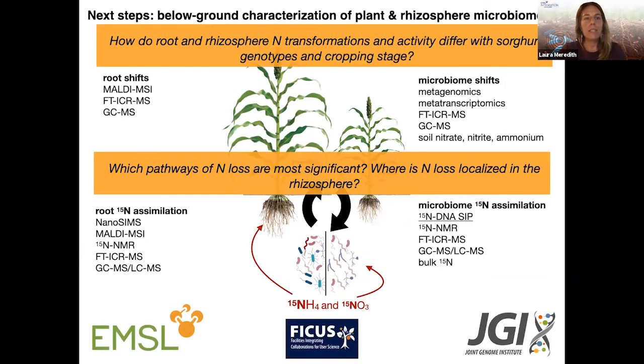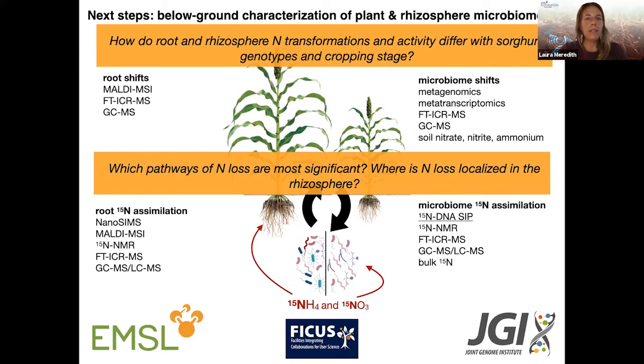And so we're really thrilled to have recently been awarded FICUS support through EMSL and JGI to continue to ask these questions, looking overall at the shifts in the roots and the microbiomes. Can we see how these nitrogen transformations and activity are differing with genotypes and cropping stage from other angles? And that includes some genomics, metabolomics, and imaging.